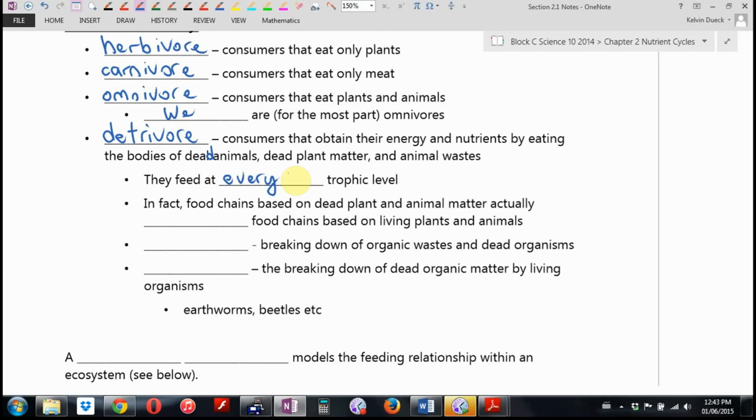What is a detrivore? Fungus, bacteria, some types of worms, some types of beetles, some types of bugs. Yep. Maggots, the big one. And again, they're gross, but if we didn't have that, none of this system would work.